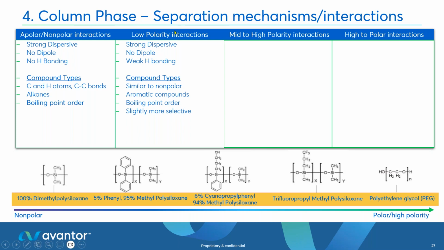Similarly, when you get to the low polarity phases, there are low polarity interactions that are strong dispersive, no dipole, but have weak hydrogen bonding. So again, those replaced methyl groups give slightly different interaction mechanisms. So you're going to get a slightly different separation compared to a 100% dimethyl polysiloxane that hasn't had any of the methyls replaced or substituted.